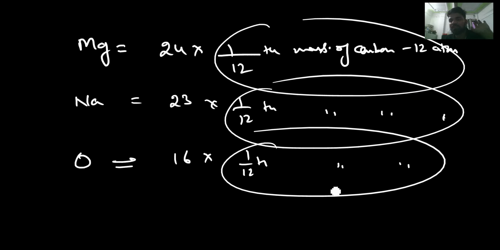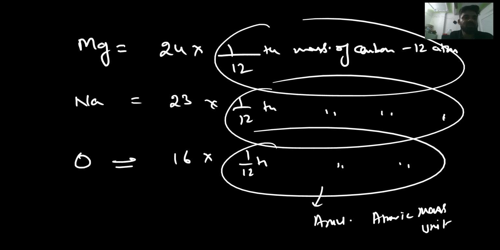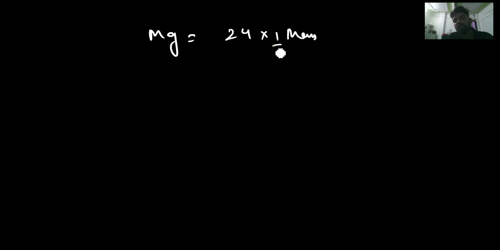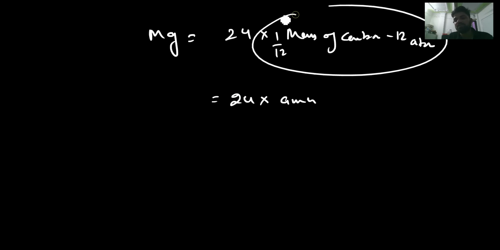So we just give it a standard unit, that is called AMU, atomic mass unit. Okay, so we simply write it this way: if I have magnesium, it has mass 24 and atomic number 12. Magnesium is equal to 24 times 1/12 the mass of a carbon-12 atom, so it is just going to have 24 AMU, because we just consider this one.